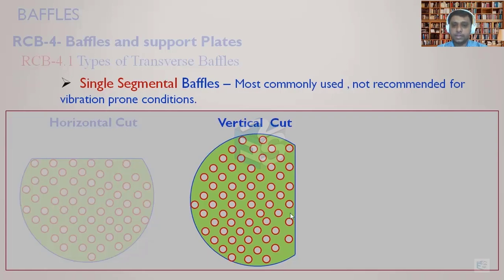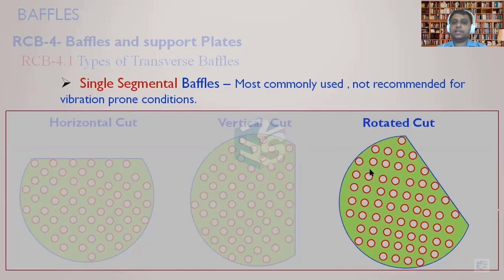Here you can see the cut has been provided in the vertical direction. Now how will the flow come? The flow will come like this, perpendicular to the direction of the baffle cut. Always remember that the direction of the flow would be perpendicular to the baffle cut edge. Here the baffle cut edge is this, and perpendicular to that, in this direction, the flow will happen. So the flow happens in a zigzag condition across this baffle. So this is the vertical cut.